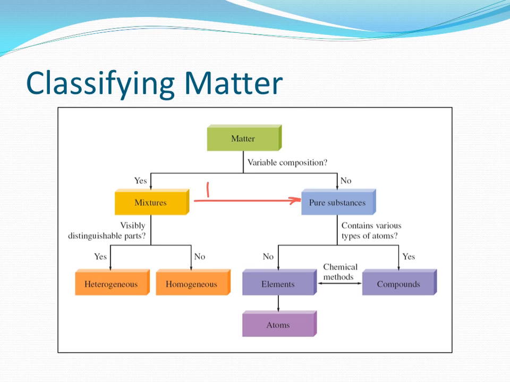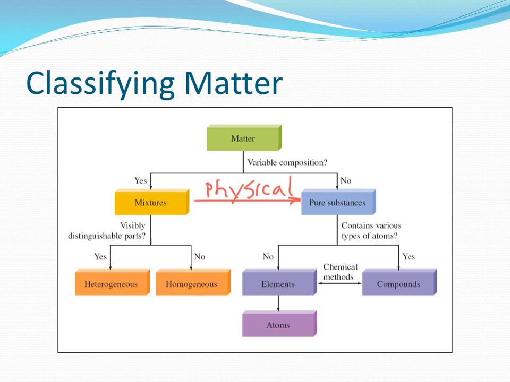A physical method would include something like a filter or maybe distillation, something that's separating based on the mixture's physical properties. So now, mixtures I can further break down into homogeneous or heterogeneous. Homogeneous is the same throughout, so you cannot see two different phases or parts to it. A phase is a different part when you're talking about a mixture.